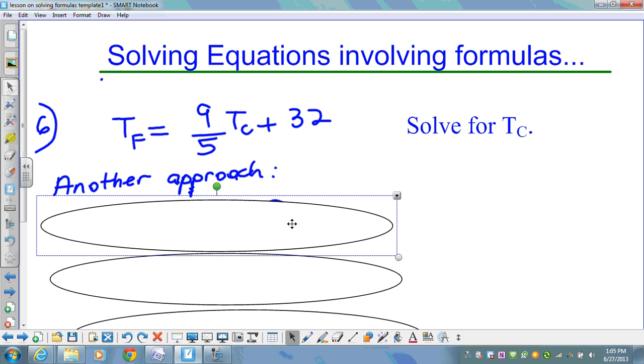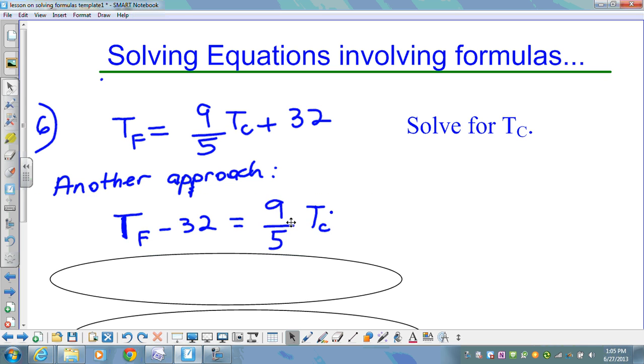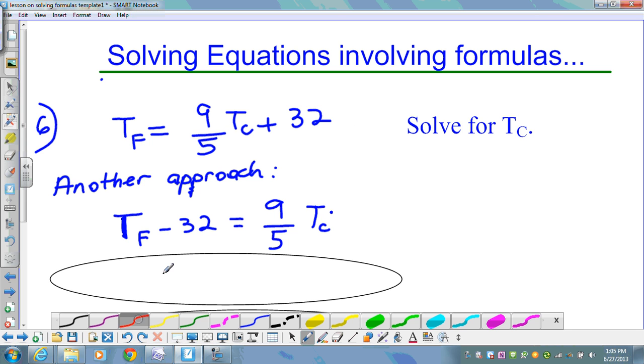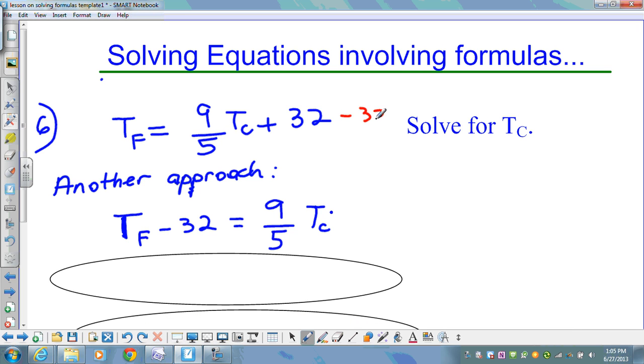If you do that, subtract 32 from both sides, you'll have t sub f minus 32 equals, when you subtract the 32 from this side, the 32 disappears. So again, we subtracted 32 from this side, and basically that's what we have over here. So t sub f minus 32 equals 9/5 t sub c. Still, we're not there yet. We're supposed to solve for t sub c.